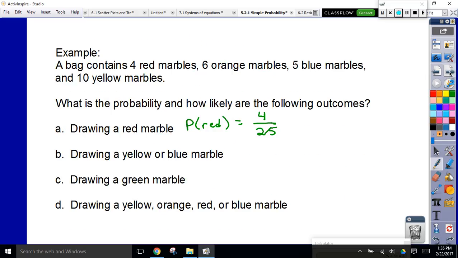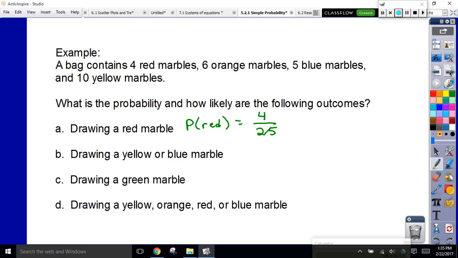Okay, now we're on. Shh, guys, I need quiet. Now we're on this page, so we're looking at the probability of drawing a red marble. There are 4 red marbles out of 25 total marbles. So we do 4 divided by 25. What do we get?